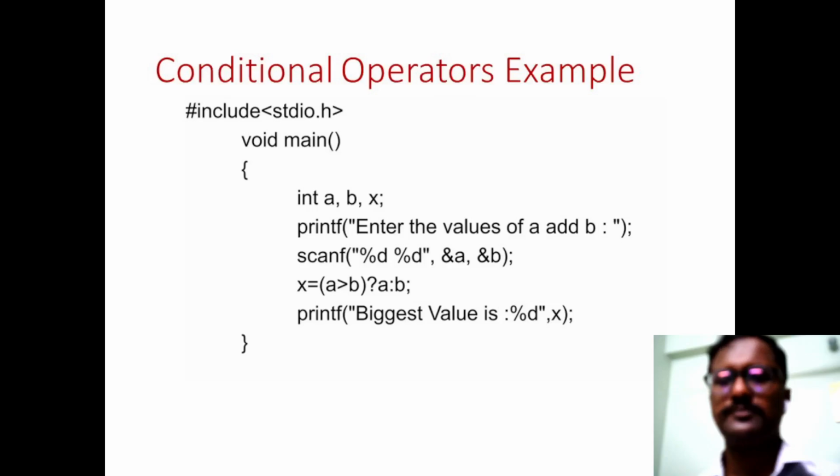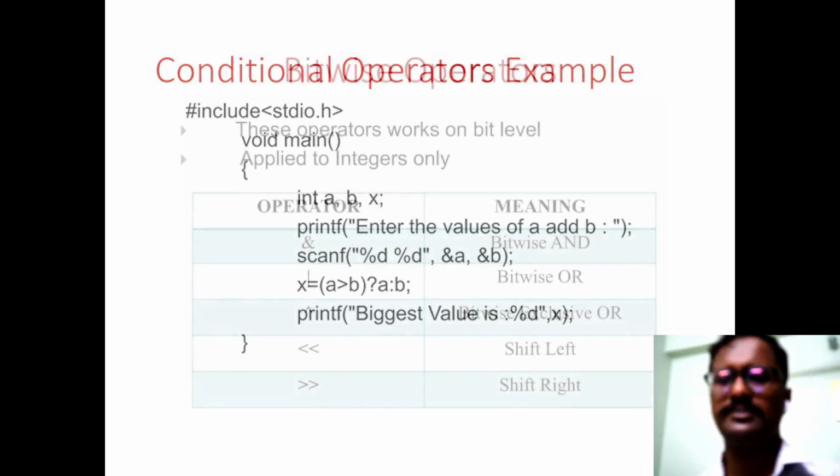This is a sample program. Here, what is the condition you are using? A is greater than B, to find the biggest value. Whichever is bigger, that is the result. The condition should check bigger or smaller, like that. So we conclude that this is a conditional operator.